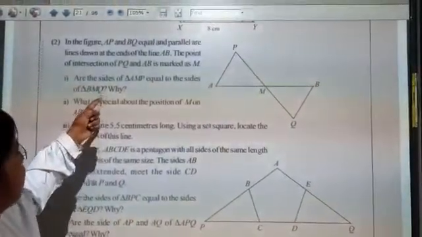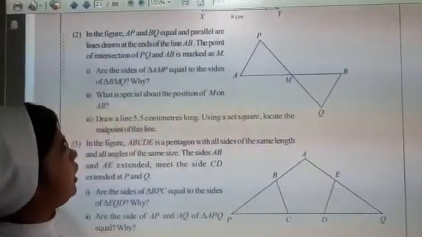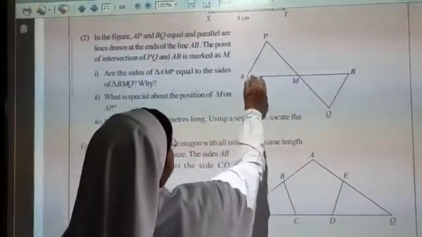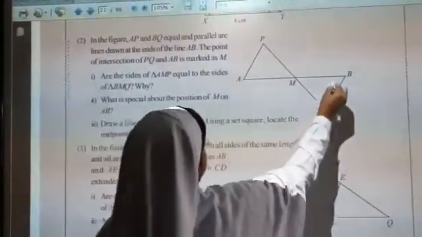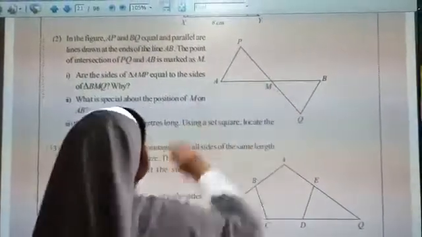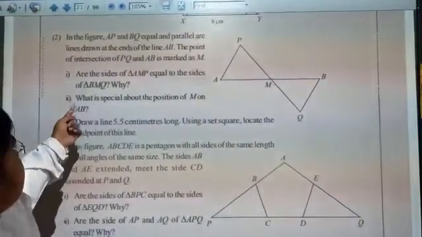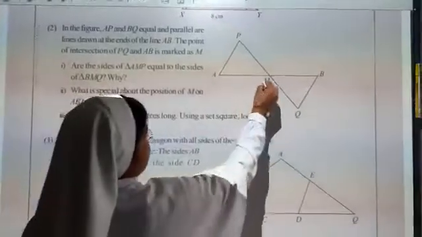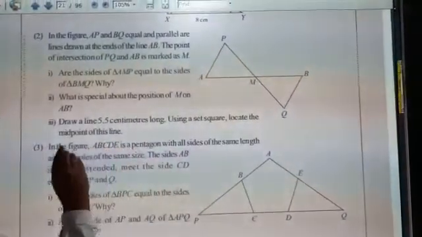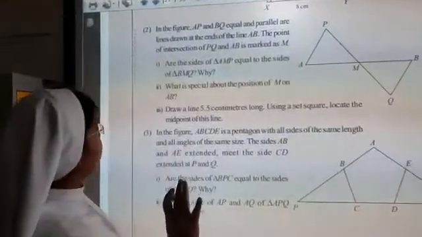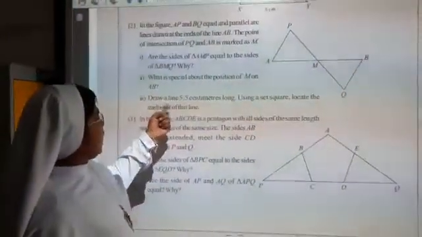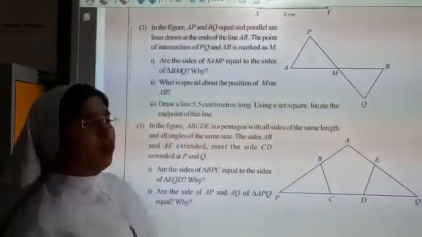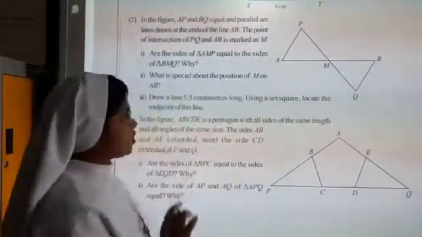Now, are the sides of triangle AMP equal to the sides of triangle BMQ? So, is triangle AMP equal to triangle BMQ? Whether these two triangles are equal. Next question: what is special about the position of M on AB? Third question: draw a line 5.5 centimeters long using a set square and locate the midpoint of this line. These are the three sub questions given to us.